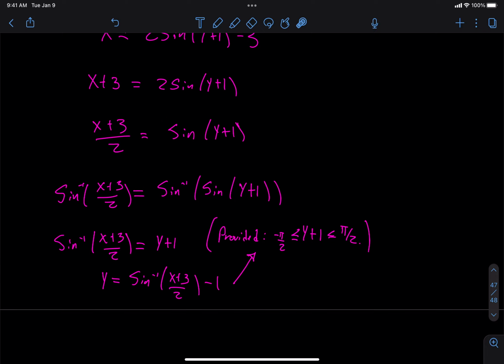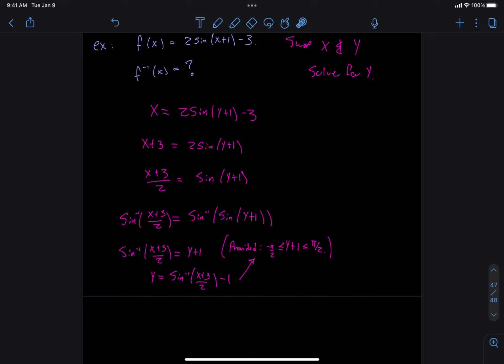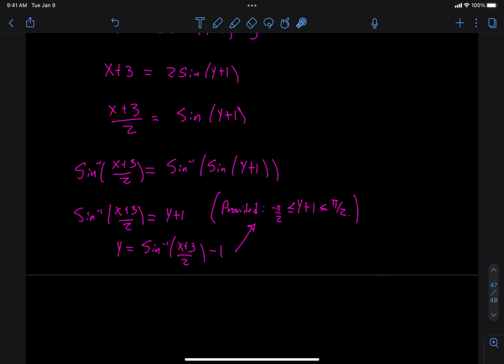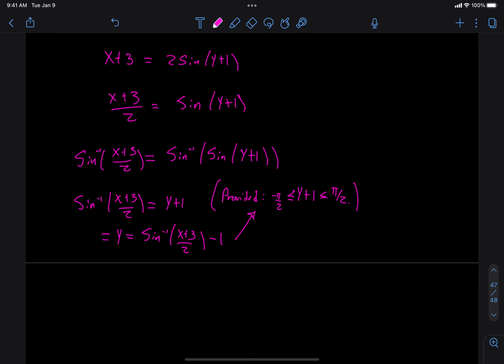Okay, so this is how we do it. We just use the sine inverse function to get it out. We have to be very careful about canceling sine inverse with sine, and we should say, provided that this is true. Okay? So that's just the answer. That would be the answer, right? Exactly. So this is f inverse of x.